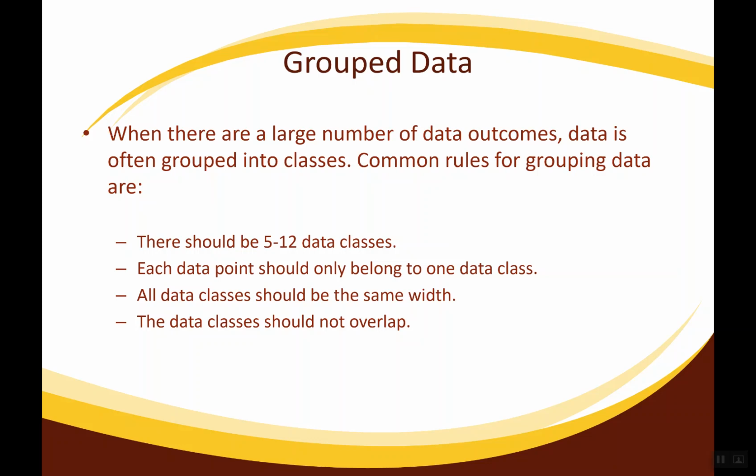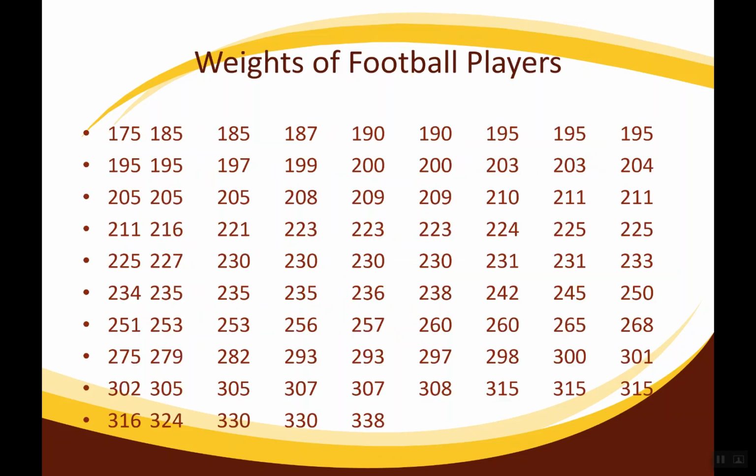So let's take a minute to say, well, what does that really look like? What is a data class? So let me give you a bunch of data. These are weights of football players. I did go online and I went to an NFL team and I grabbed all the weights of the football players, because what do I know about weights of football players? And then I did put them in order to really help us talk about this. So I can see the lightest person on this particular football team was 175 pounds. And then the heaviest player on the team was 338 pounds.